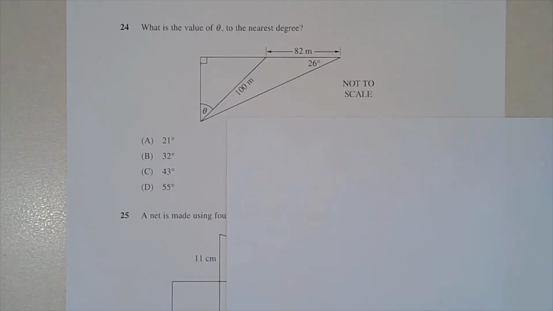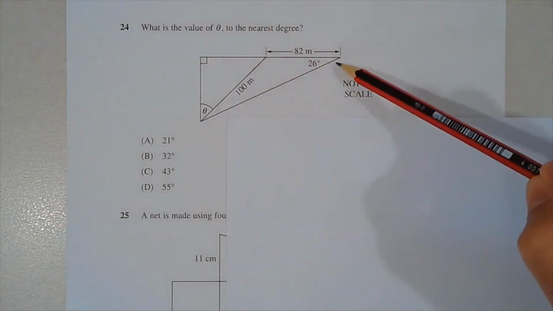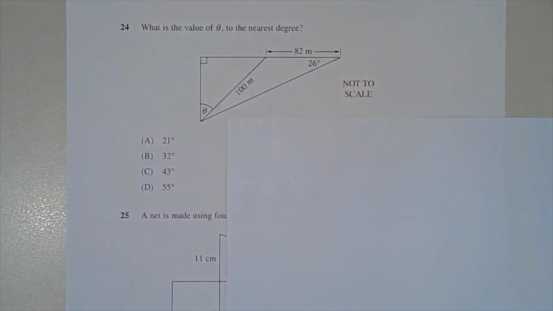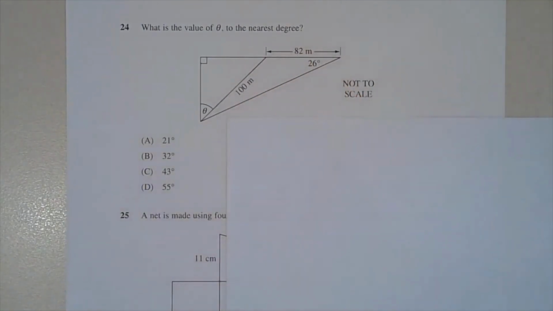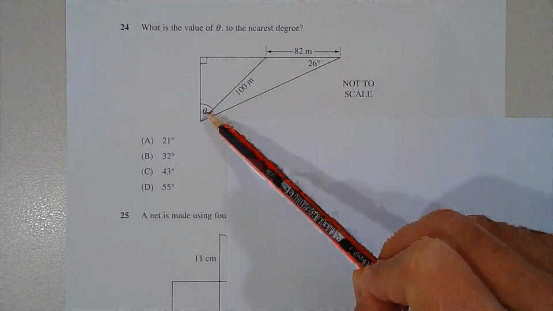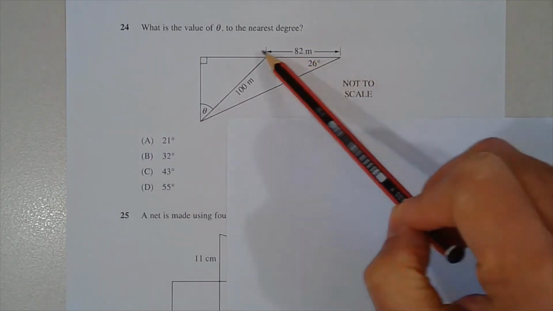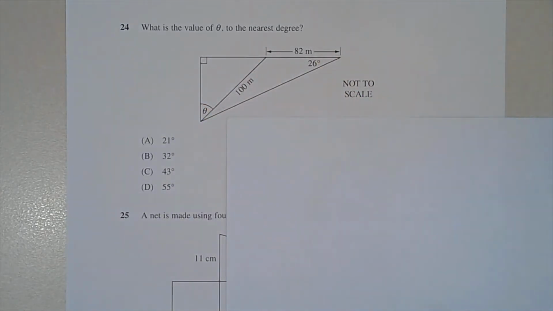Question 24. What is the value of theta to the nearest degree? Now we can see here that we have a right angled triangle, and inside the right angled triangle we have a non-right angled triangle with 2 known sides and a known angle. Now to find the angle theta, we will need to find this angle here and then use the angle sum of the larger right angled triangle, which is obviously equal to 180 degrees, to then work out angle theta.